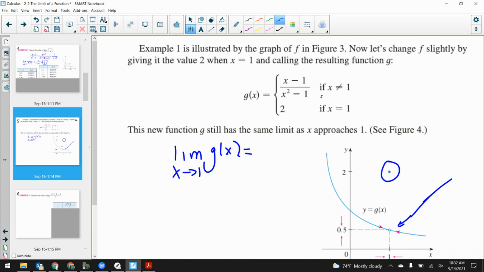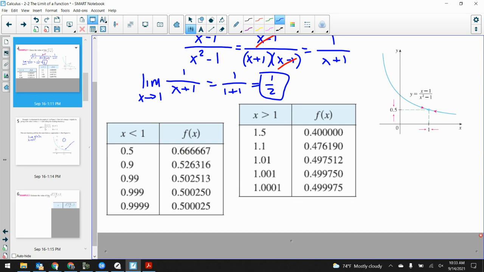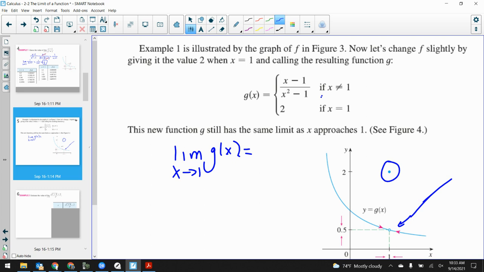No. It does not change the value of the limit. Because if I plug in numbers close to 1, it will give me the exact same tables that I had down here, right? That's the exact same thing. Nothing would change if I get close to 1 from either side. So the limit is still 1/2.